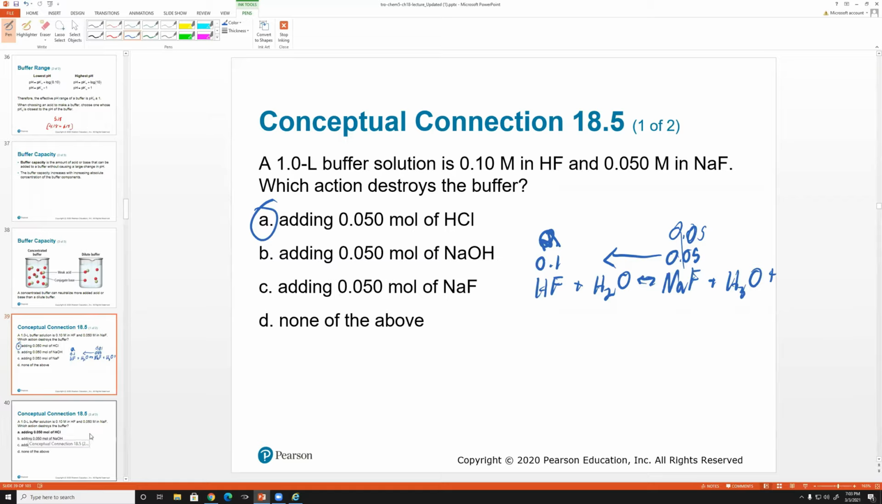It sucks that A was the first answer, so there's no suspense to get to the right answer, but yeah.